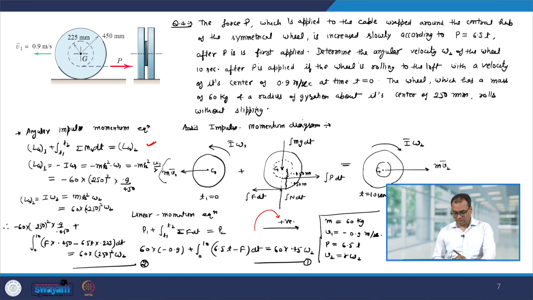Now, we have equation number 1 and equation number 2, and these equations have two unknown parameters and there are two equations. Therefore, from 1 and 2 we can find the value of omega 2, and omega 2 comes out to be 2.60 radian per second, which is in the clockwise direction.